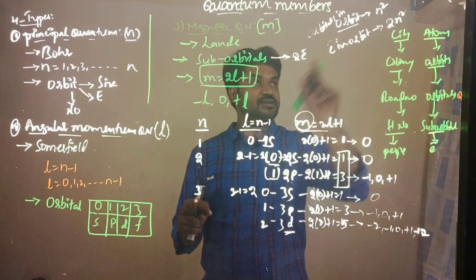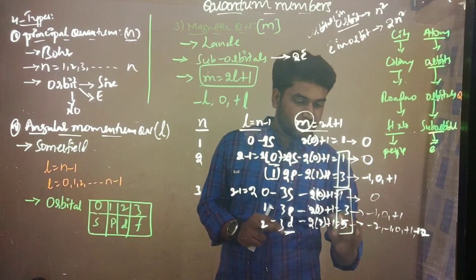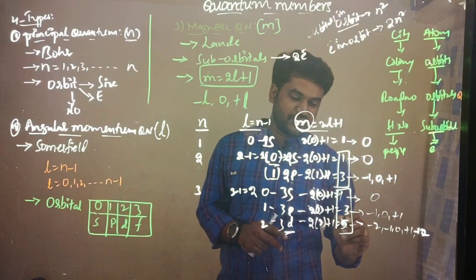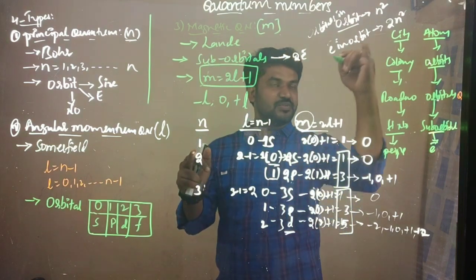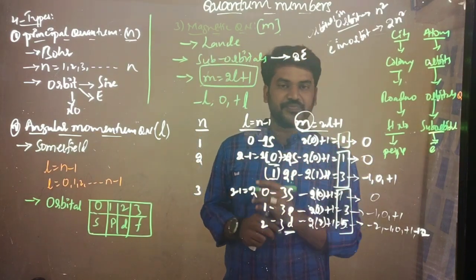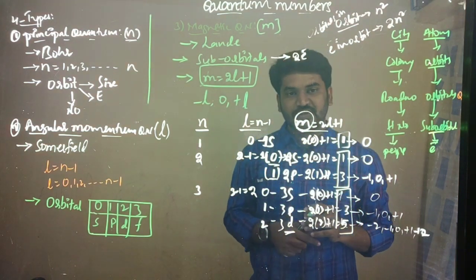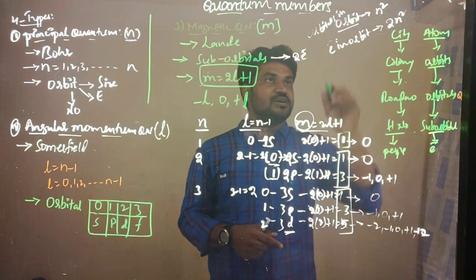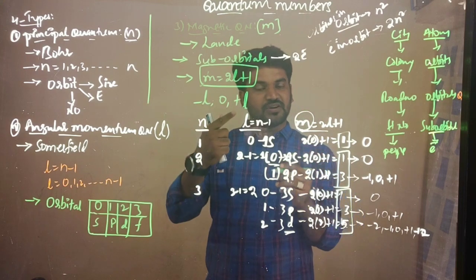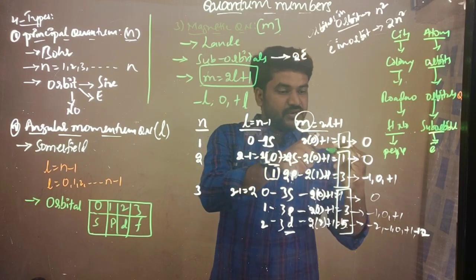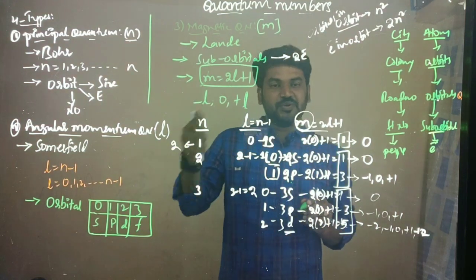Next, third. 3 square means 9. You count here: 1 plus 3, 4. 4 plus 5, 9. 9 suborbitals, right? Now again, the first orbit means 1 square, only 1 is there, right? These are the orbitals. How many electrons will be there in each orbit? That means 2n square. In the first orbit, n square means 1. 2 into 1, 2. That is, in the first orbit only 2 electrons can be placed.